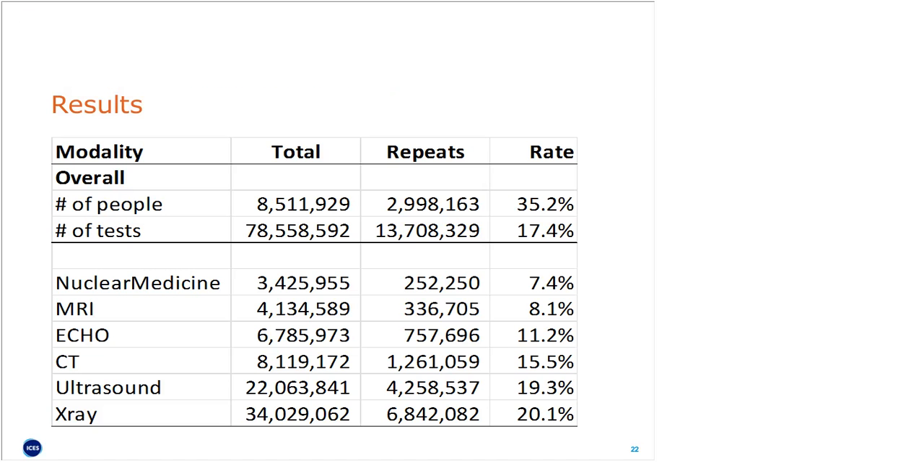So, moving on to the findings. We looked at repeats a couple of different ways. As far as the number of tests that were repeated, we found a repeat rate of 17%. We also thought it might be interesting to look at individuals, and there we see that a lot of these repeats are done among the same individuals. So that rate was 35%.